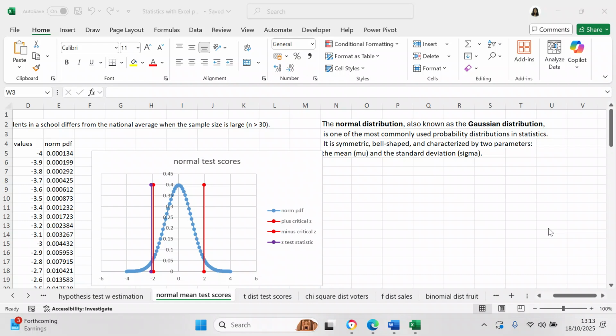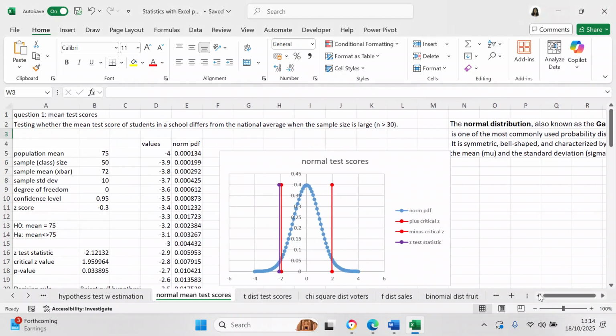In this particular video, we're going to start a series on the distributions that are used in hypothesis testing. And the first distribution that we're going to talk about is the normal distribution. The normal distribution, also known as the Gaussian distribution, is one of the most commonly used probability distributions in statistics. It is symmetrical, bell-shaped, and characterized by two parameters, being the mean and the standard deviation.